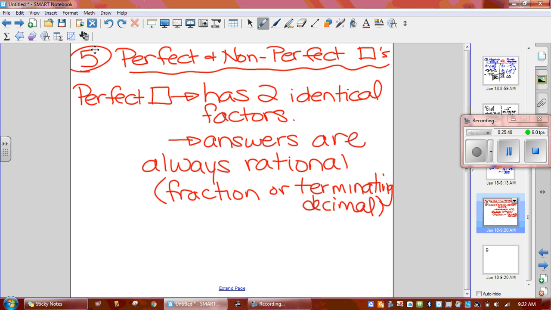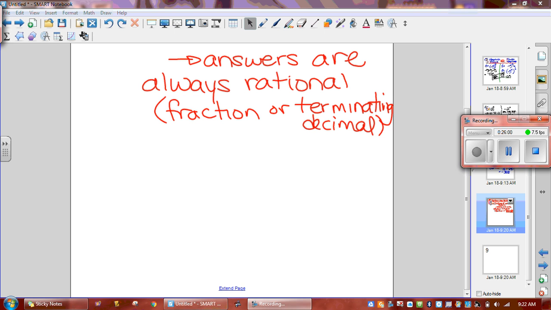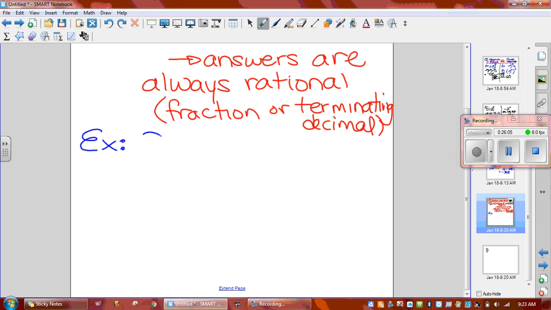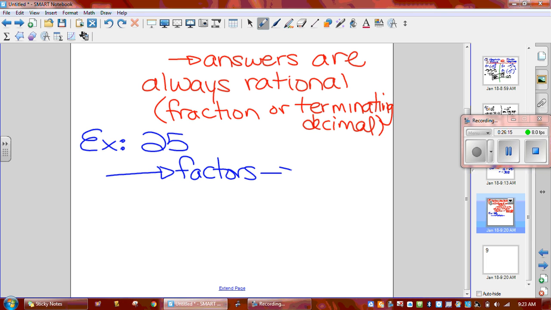So here's a couple examples before we move on. Here's an example of a perfect square: 25. 25 is a perfect square because its factors are 5 times 5. That's a perfect square. They're identical. Another one.